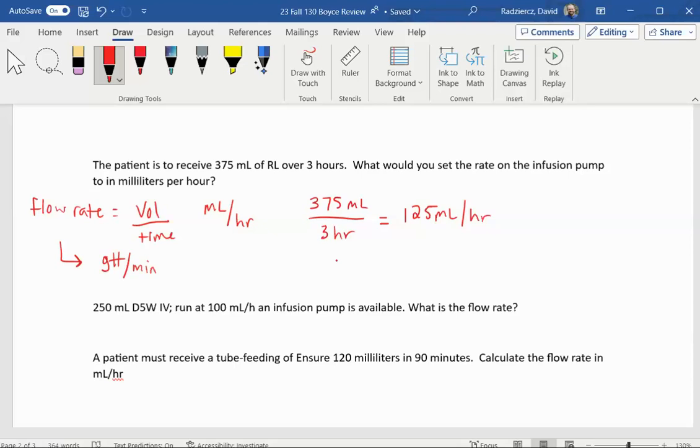We can assume 375 milliliters or more in an IV solution, and you're going to turn it on for 3 hours. And in order for that to enter into the patient in the prescribed time, you would set the pump to 125 milliliters per hour.